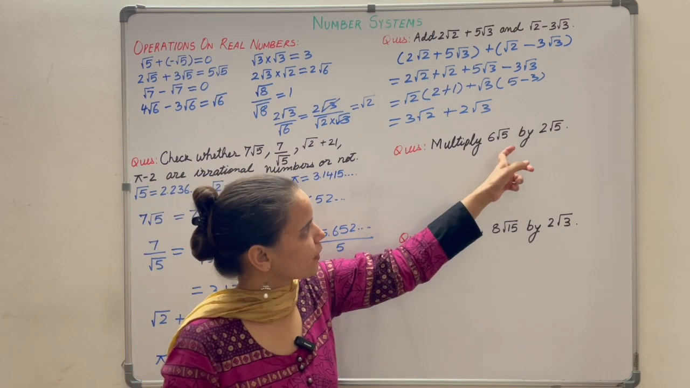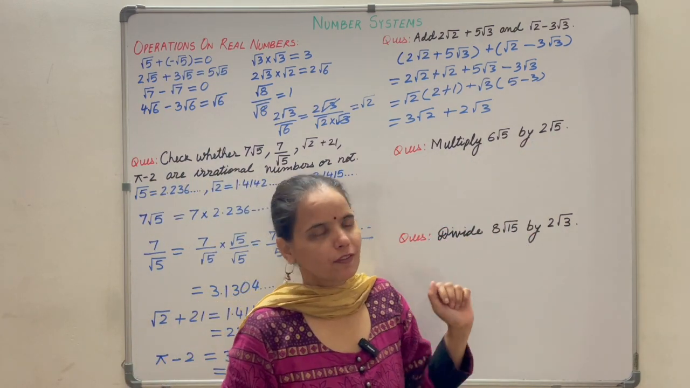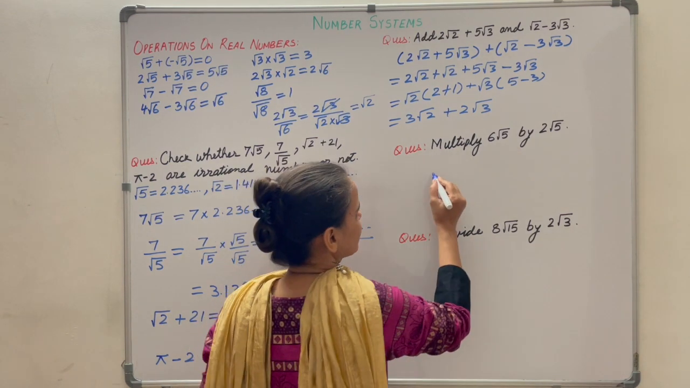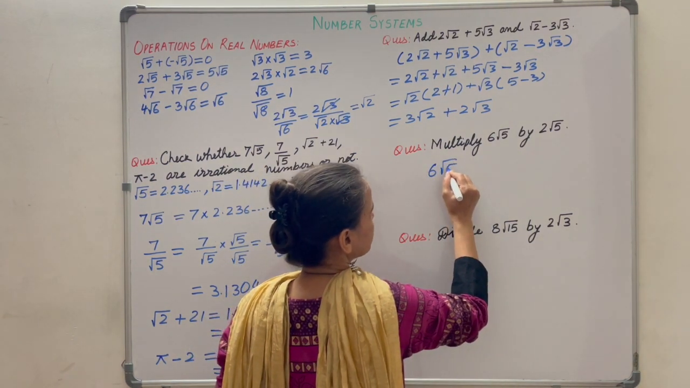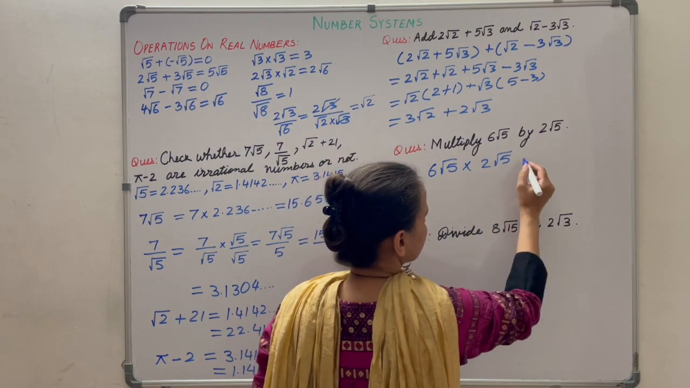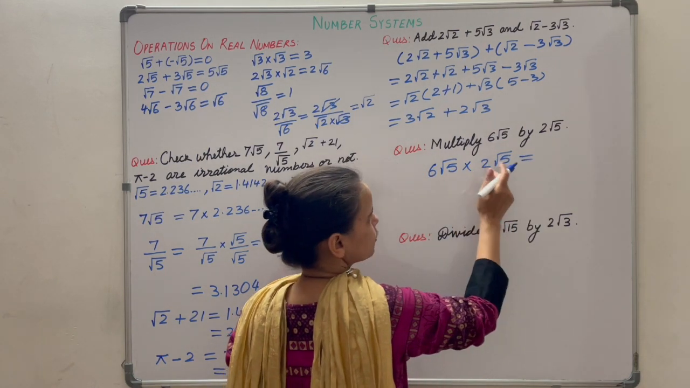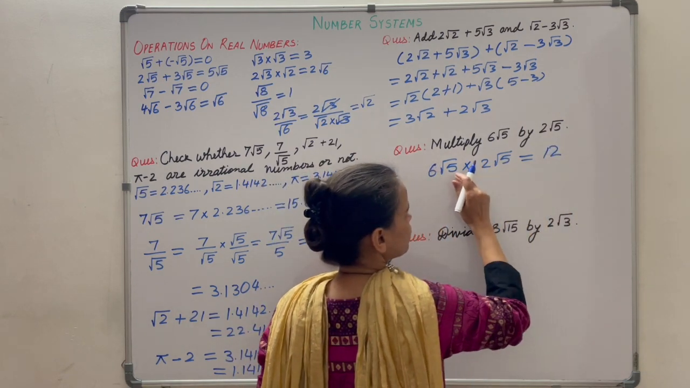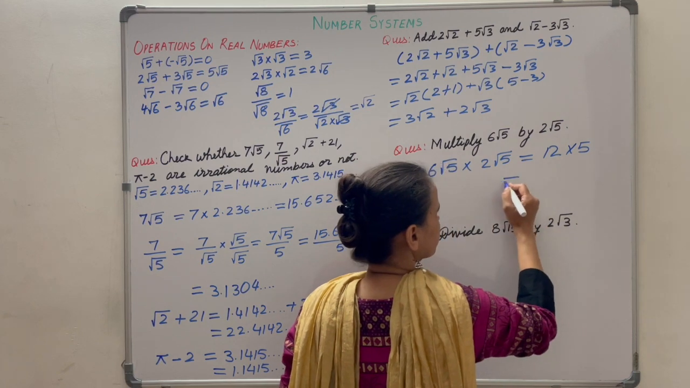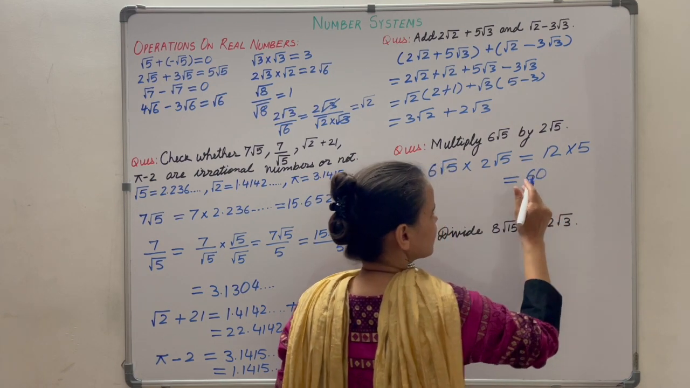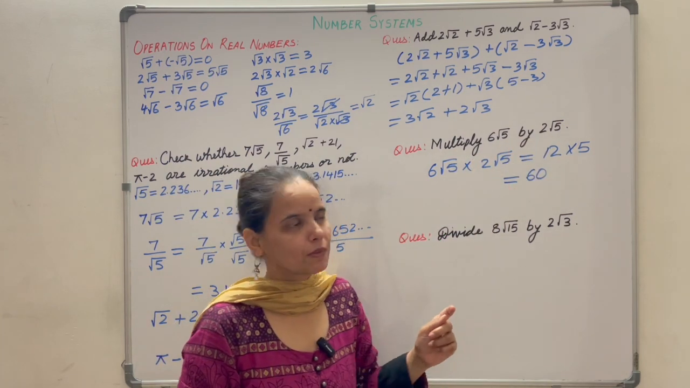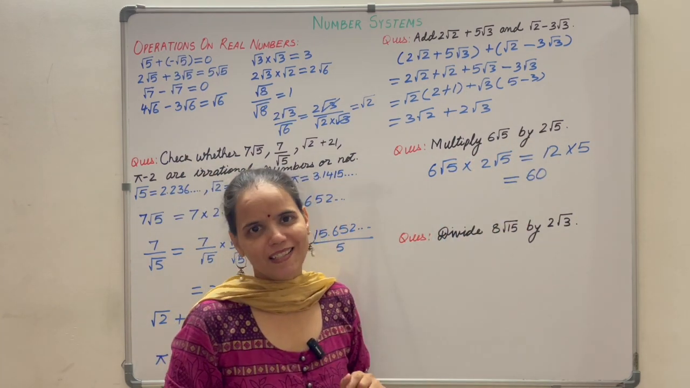Now let us solve this one. Multiply 6 root 5 by 2 root 5. So here we are multiplying two irrational numbers. So 6 root 5, you have to multiply this with 2 root 5. So when you multiply, 6 into 2 is 12 and root 5 into root 5, you will get 5. So 12 into 5 is 60. This is a rational number. Here you have multiplied two irrational numbers and you got a rational number here.